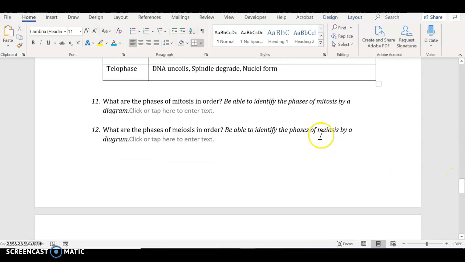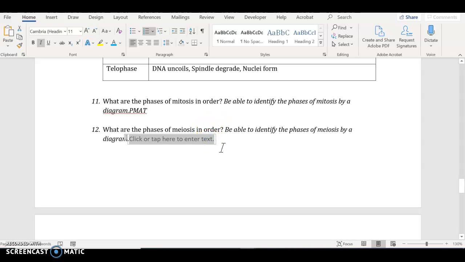Number 11, what are the phases of mitosis in order? Be able to identify them by diagram. So we did your digital notebooks. We did mitosis, meiosis, sort. You have pictures in your notes. So in order, they're PMAT: prophase, metaphase, anaphase, telophase.